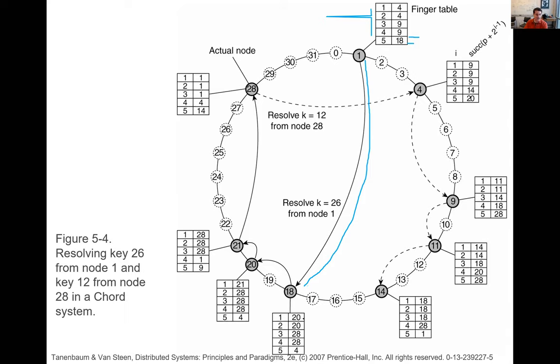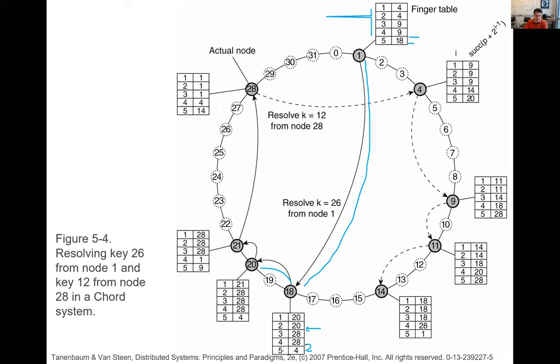Now we're going to continue looking up key 26. We start here at node 5, and we want to figure out where in this list we need to look up next. So 26 is right between 20 and 28, meaning that we now need to forward to node 20. Now you may notice that, and some people have said in the past, wait a minute, isn't 26 between 4 and 28? Well, again, this is all modular arithmetic.